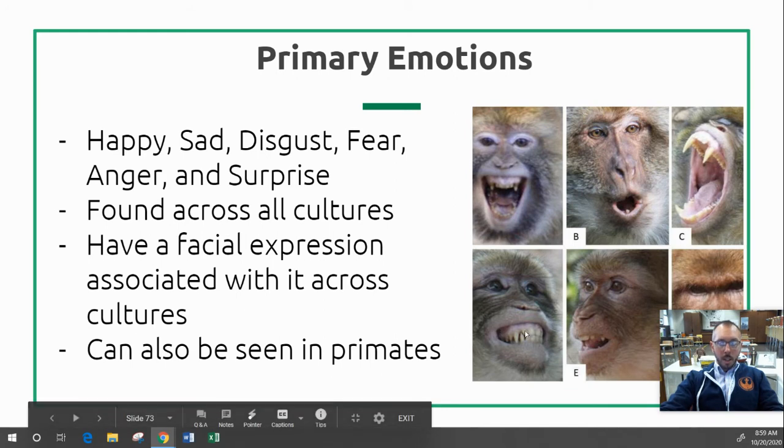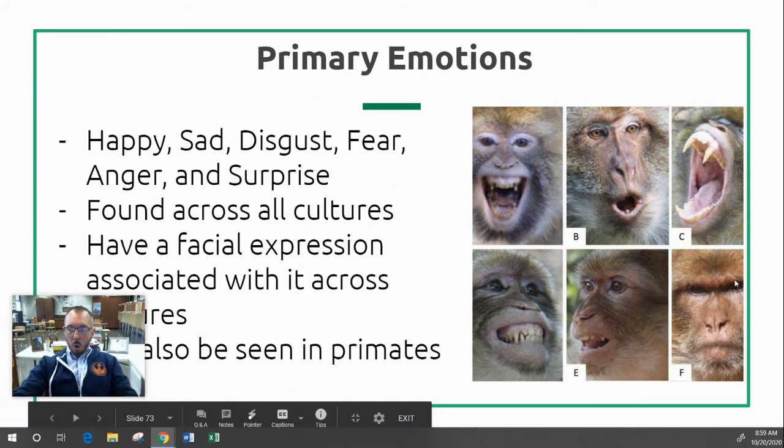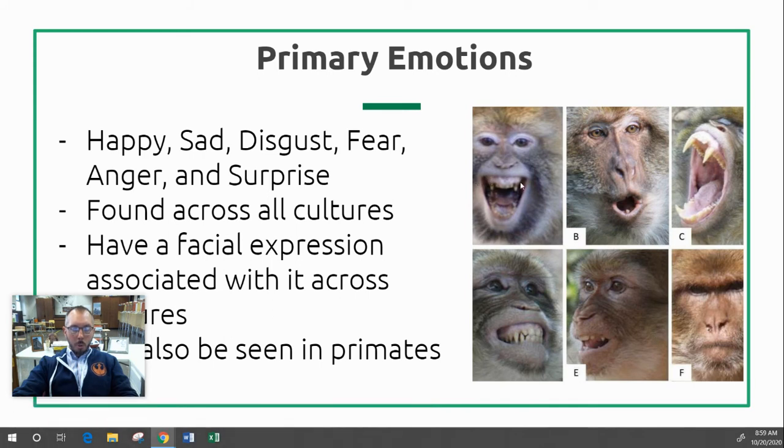There we get some happiness. I'm going to move myself over here. We got furrowed brow, squared off features for anger. So you can see very similar facial expressions for these things. We have the pulled back lips and the wider eyes for fear. We got some upturned nose here for some anger and disgust in this primate.